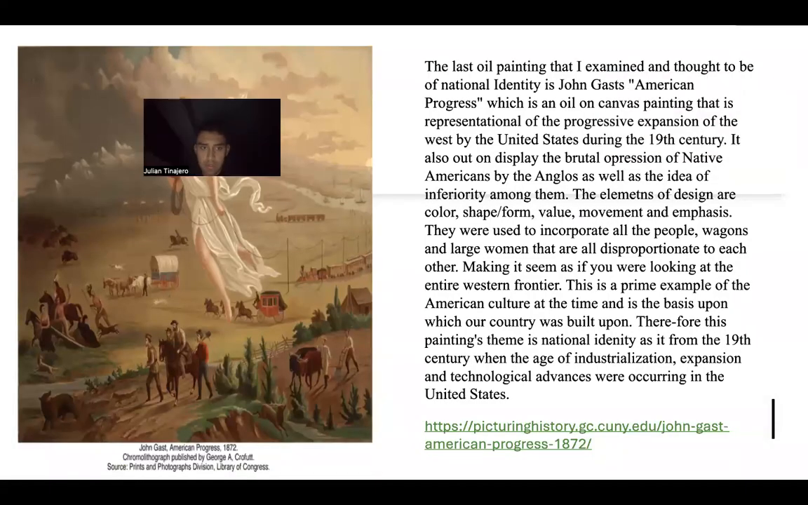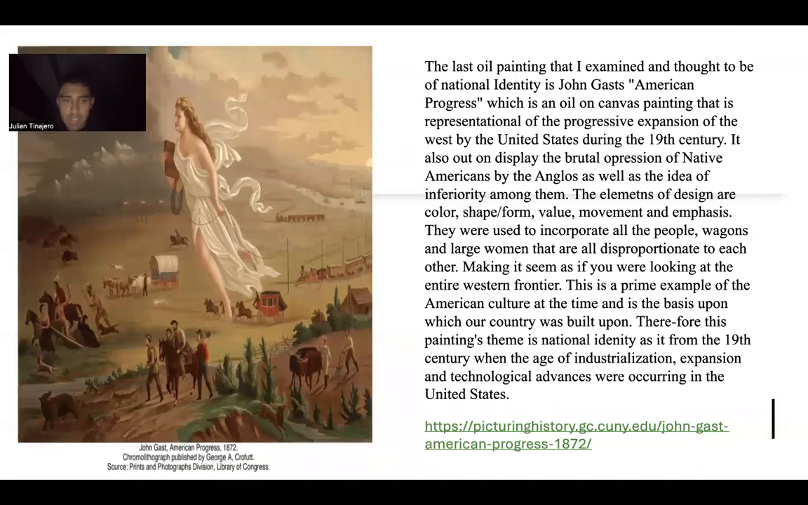Lastly, the last art piece that I will be examining is John Gast's American Progress, which was made in the United States during the 19th century as a representation of the expansion of the Western frontier. It displays the expansionism of the United States to the Western frontier, but also puts on display the oppression and, in a sense, the ignoring of the United States' treatment of Native Americans in the expansion of the Western frontier.